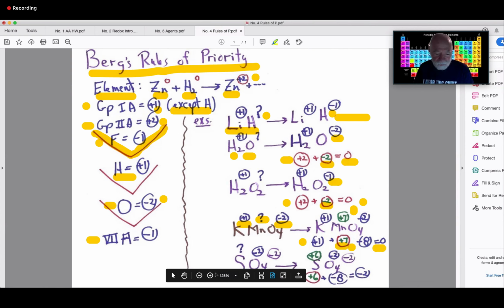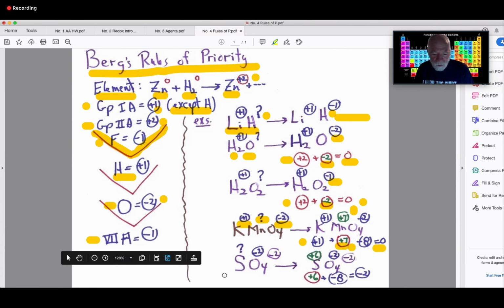Okay, last one. SO4. Now, do you see that -2 there? Wasn't Berg nice? He was telling me the charge in the oxygen. No, no, no. I really should have a bracket around this whole thing because the SO4 totally has a -2 charge. It's actually an ion. So how do you treat ions? This way. Oxygen has priority -2. Sulfur gets the question mark.